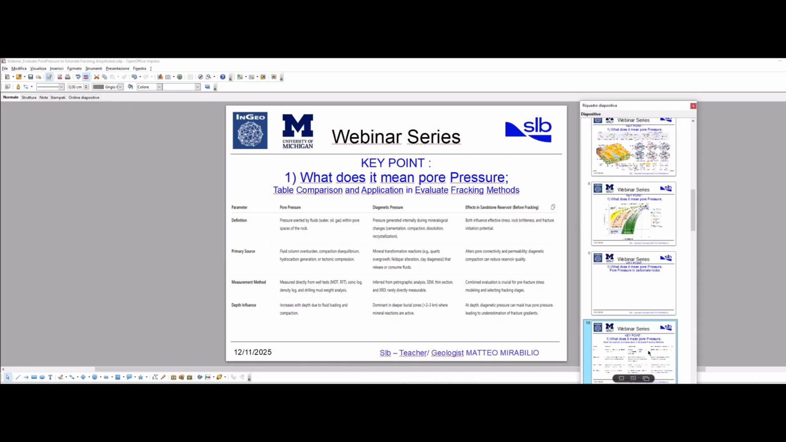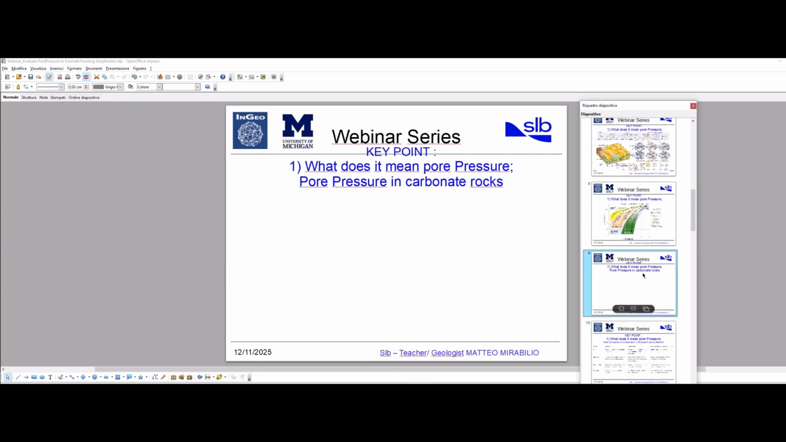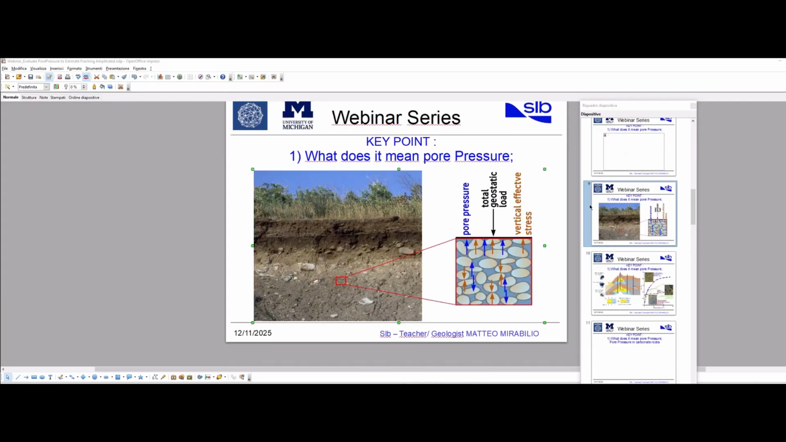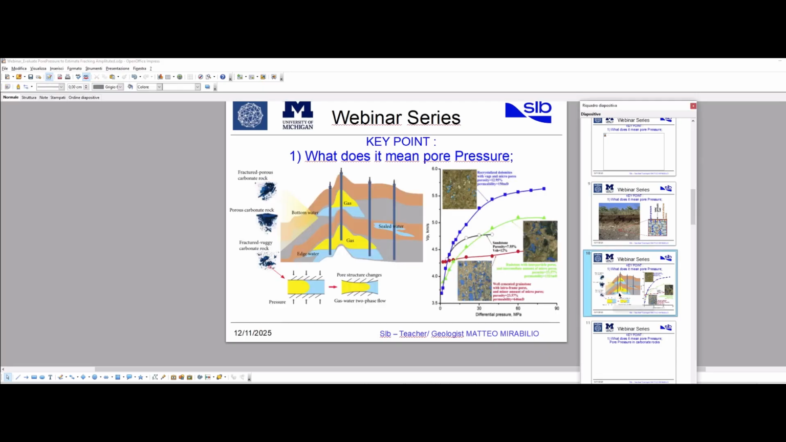in this case we have a comparison table that applies to evaluating different fracking methods by studying the pore pressure. So it's clear that the pore pressure is very different between carbonate rocks and sedimentary rocks. This is a clear example of pressure in a small section of terrain. You need the pore pressure, which is the pressure that can cause capillary phenomena like this, and the vertical effective stress that is contrasted by the total geostatic load.